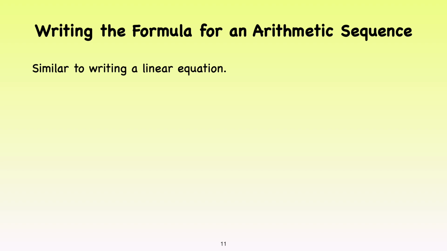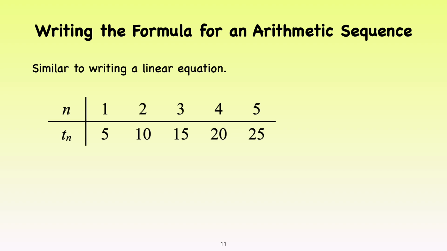So let's talk about writing the formula for an arithmetic sequence. This is similar to writing a linear equation. Our terms are 1, 2, 3, 4, and 5. The first term, the second term, the third term, etc. is in the top row. And the terms are 5, 10, 15, 20, and 25.